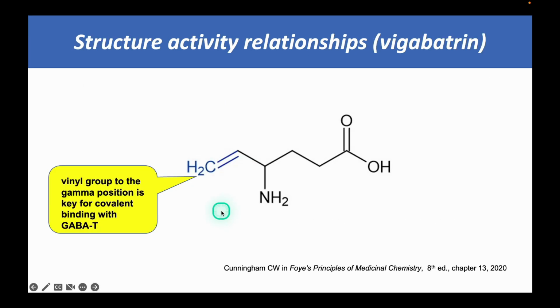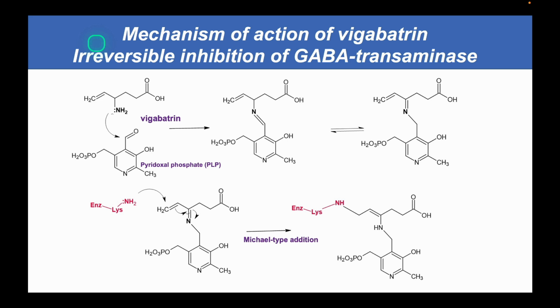In Vigabatrin, the vinyl group is key for its covalent binding with the enzyme. In particular, Vigabatrin acts as an irreversible inhibitor of GABA transaminase, the enzyme responsible for the degradation of this neurotransmitter, by reacting with the cofactor of this enzyme, pyridoxal phosphate, to form covalent bonds with the cofactor and the enzyme and inactivate it. Here, the proposed mechanism is shown in a very simplified manner.